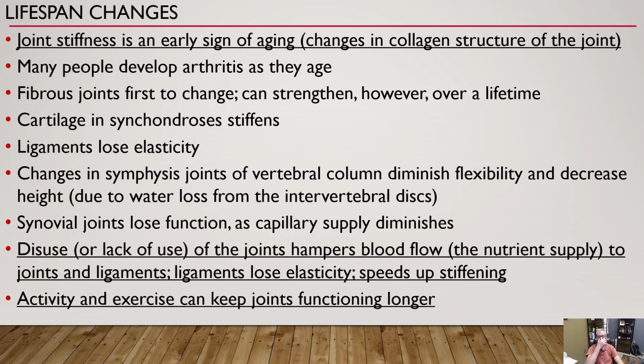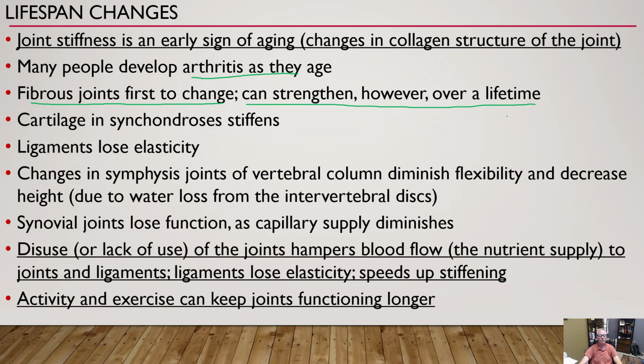All right, so lifespan changes. As you get older, our collagen changes. That collagen structure changes, and we have joint stiffness. You get out of bed and you're like, oh my God, my back hurts. Many people develop arthritis as they age. Typically, your fibrous joints are the first ones that change.